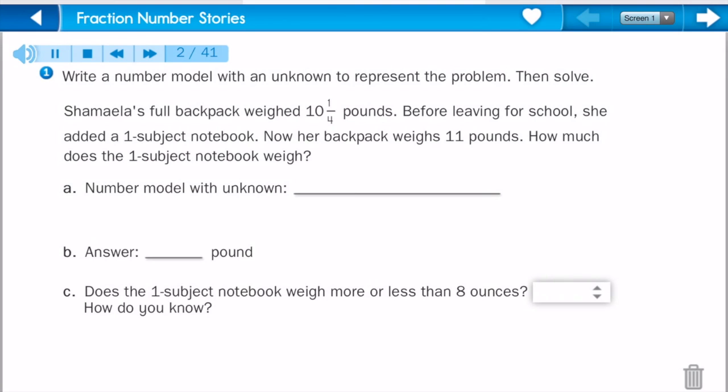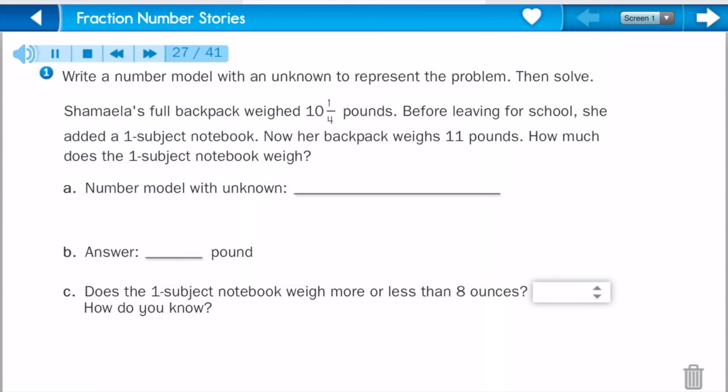Fraction number stories. 1. Write a number model with an unknown to represent the problem. Then solve. Shamila's full backpack weighed 10 1/4 pounds. Before leaving for school, she added a one-subject notebook. Now her backpack weighs 11 pounds. How much does the one-subject notebook weigh?